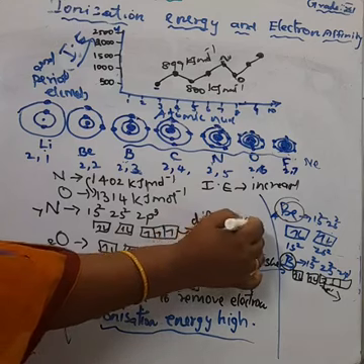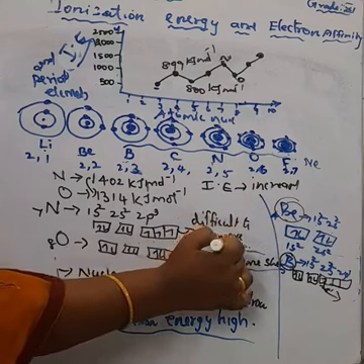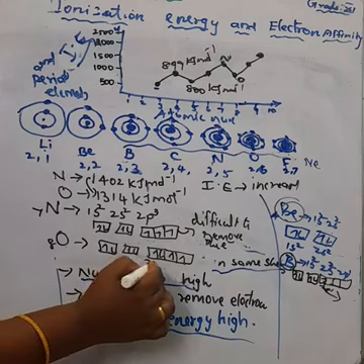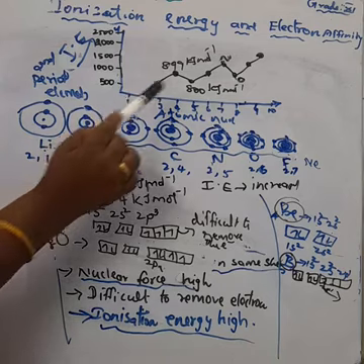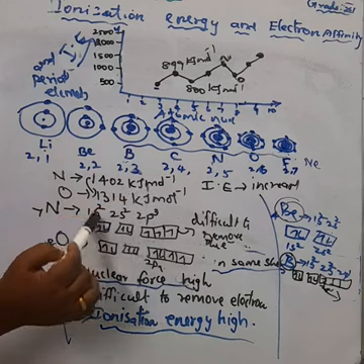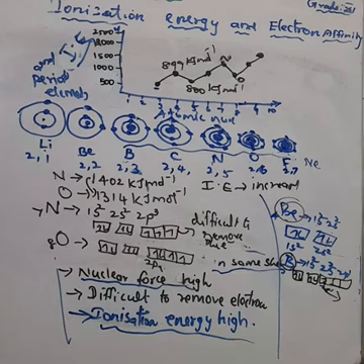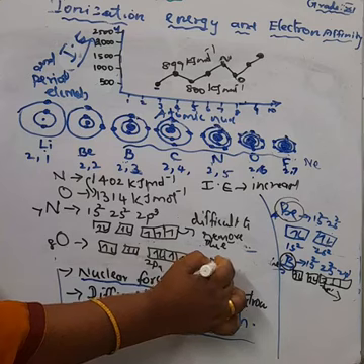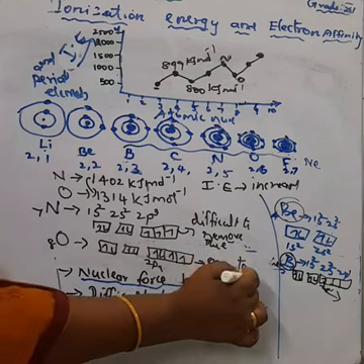What do you mean by ionization energy? Ionization energy means the minimum amount of energy required to remove an electron from the valence shell, the outermost shell. So nitrogen is stable, so we must give higher ionization energy to remove the electrons. But oxygen has a partially filled orbital, so it is easy to remove the electrons. So the ionization energy of the nitrogen atom is higher than that of the oxygen atom.